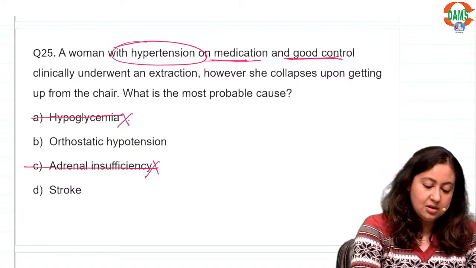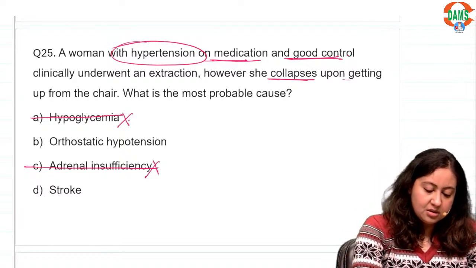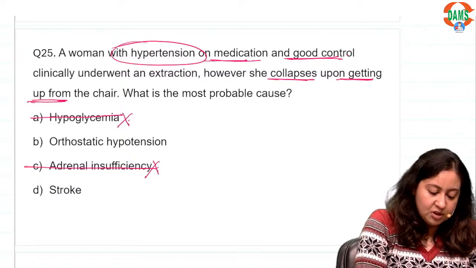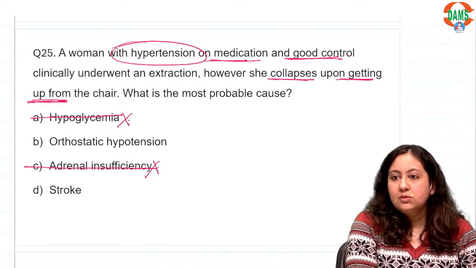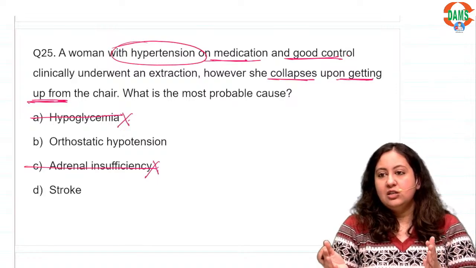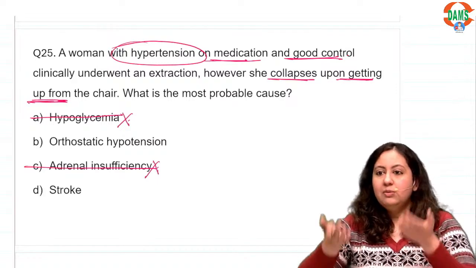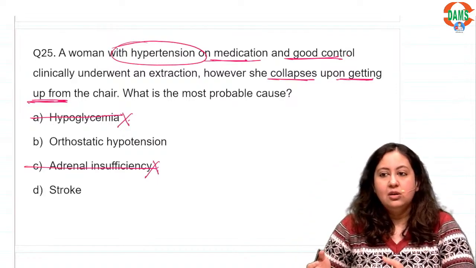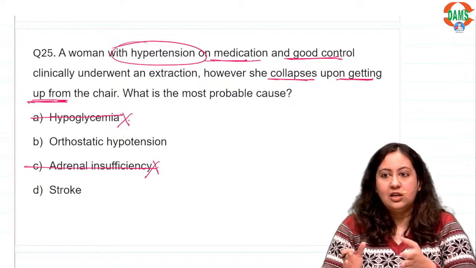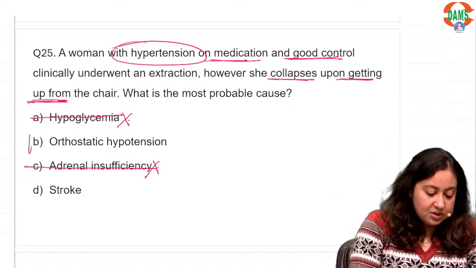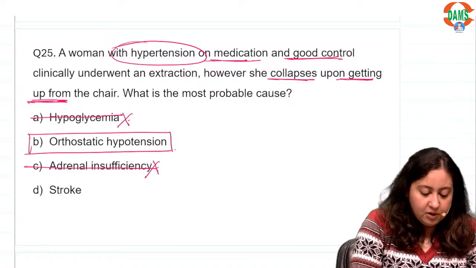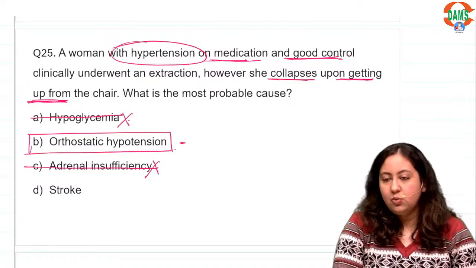Now she says she collapses upon getting up from the chair. You must have seen in your clinics, you have done an extraction, the moment the patient gets up, the patient just falls down. So that is orthostatic hypotension. Now just understand the mechanism behind this quickly, verbally.